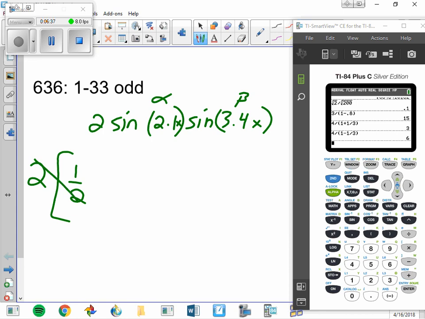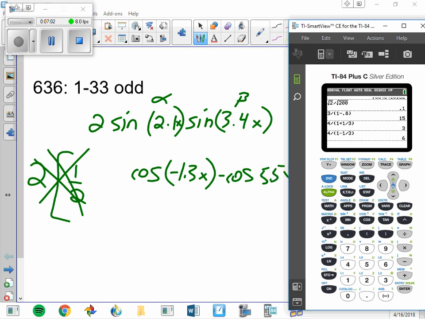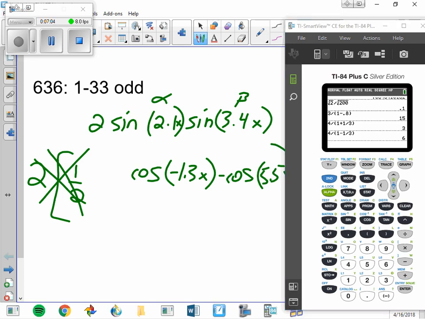And then it will cancel that 1/2. So we can actually get rid of this stuff, and we just get the cosine of, that's subtraction, so negative 1.3x, and then minus the cosine of 5.5x. Does that make sense? Okay, let's make sure Cynthia doesn't throw us some kind of curveball, which she does sometimes.